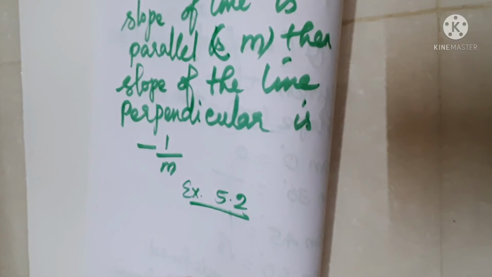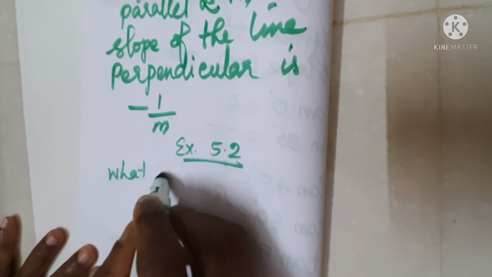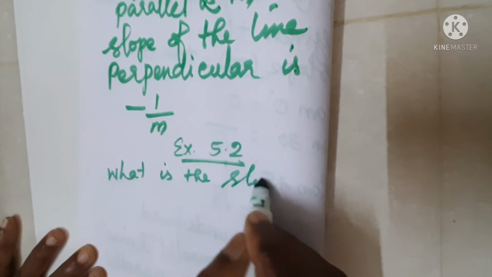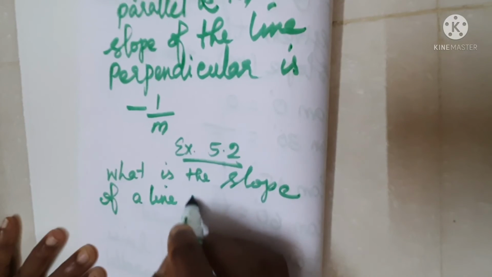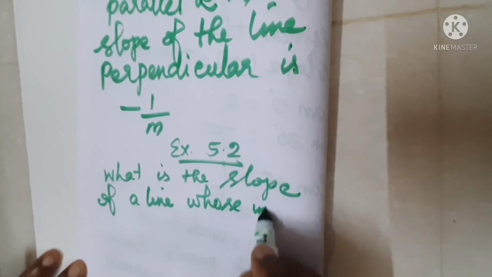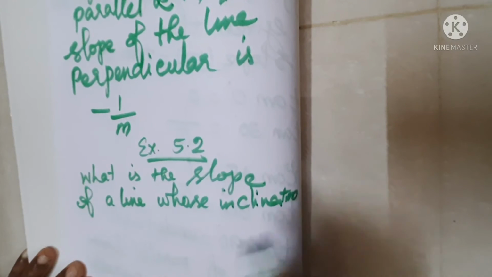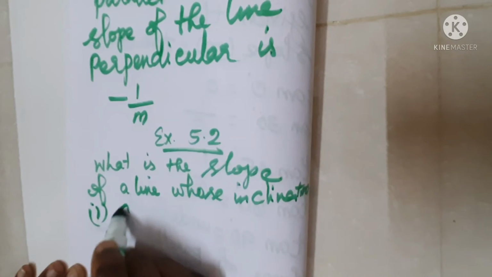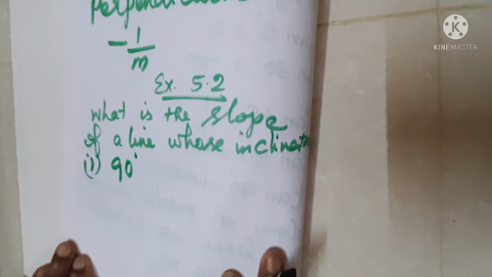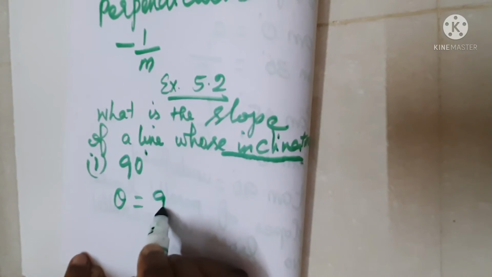5.2 we can do the sums. See, what is the slope of a line? The first question is given: find the slope of a line whose inclination is given. Here the inclination is given. First one is given as 90 degree. So theta is given, that is 90 degree.